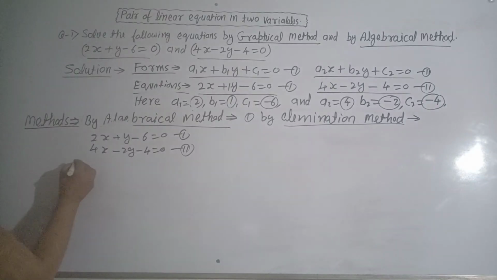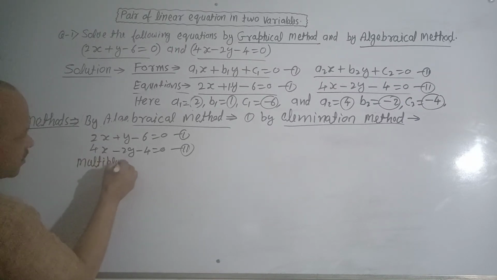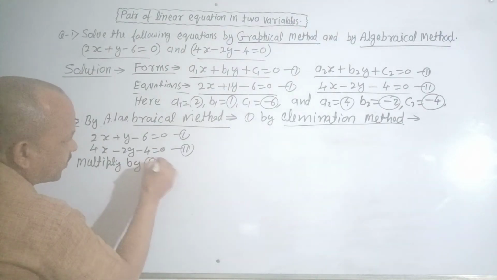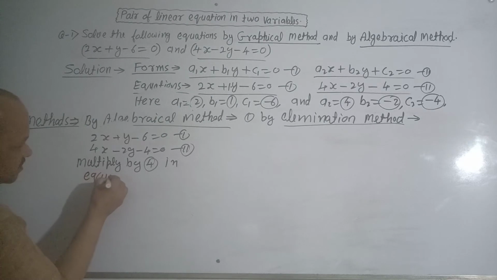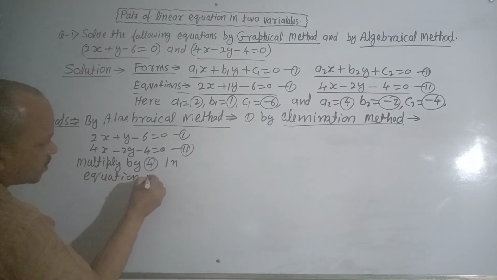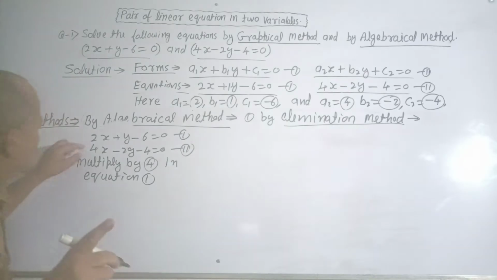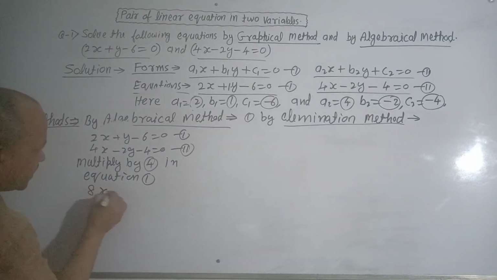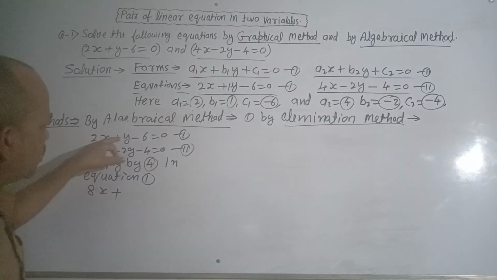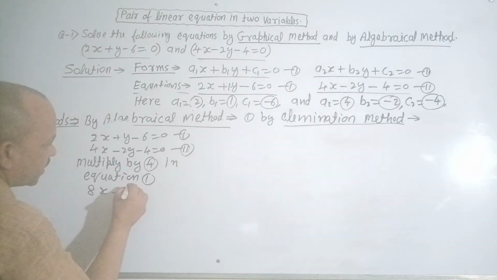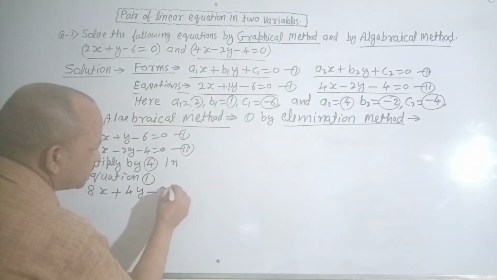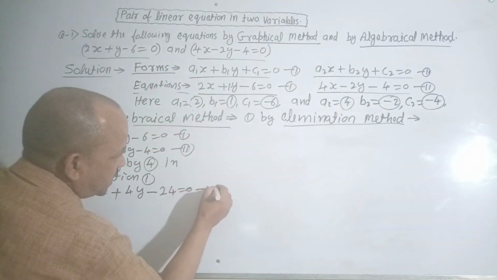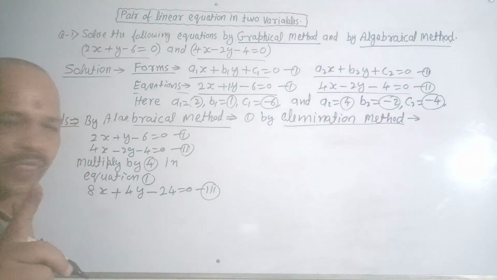Multiply by 4 in equation first. 4 times 2x is 8x, plus 4 times y is 4y, minus 4 times 6 is 24, equal to 0. It is equation third.